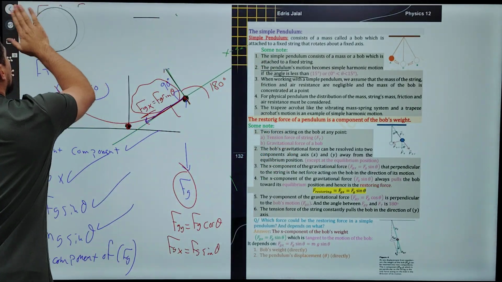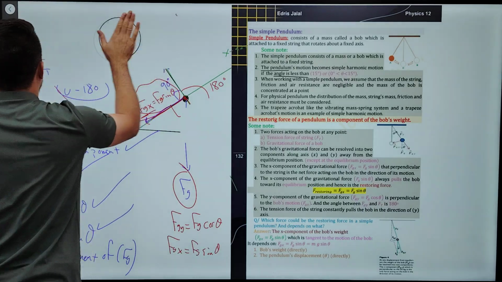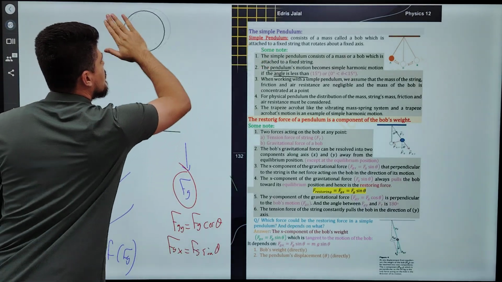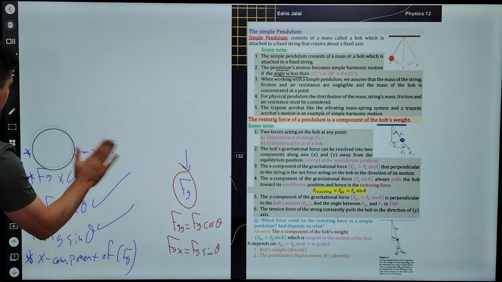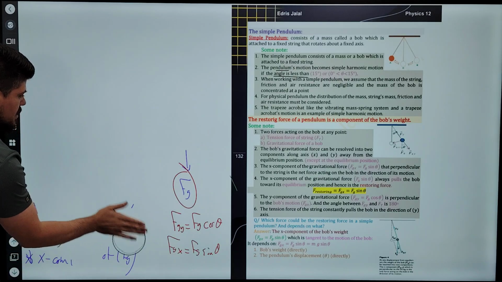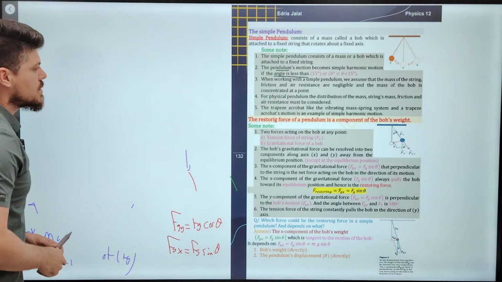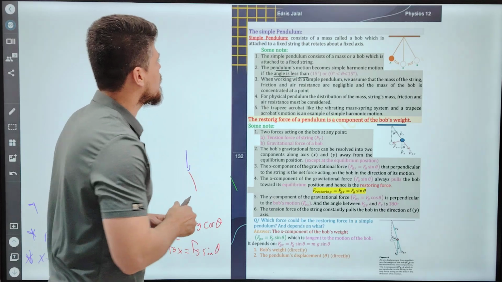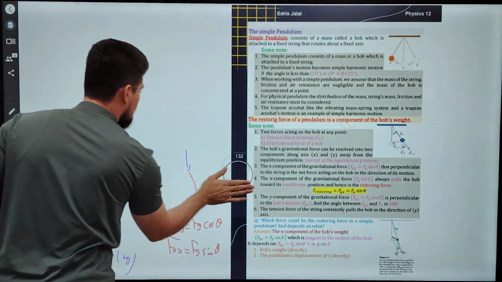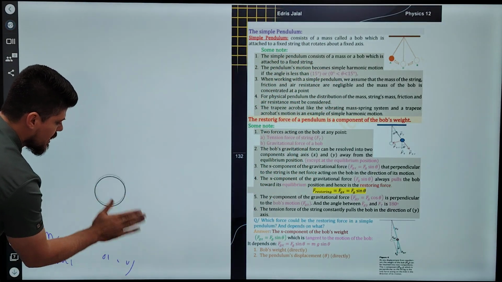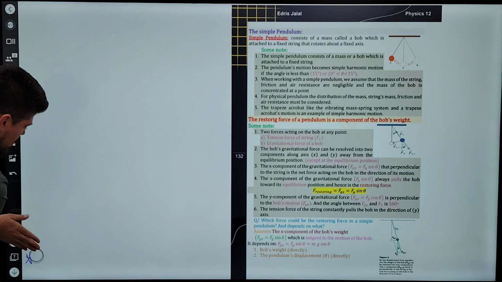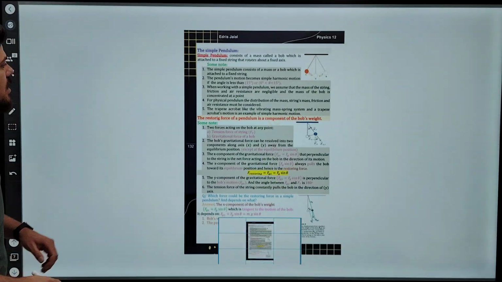So this is very important. I hope you understood well and you have to pay attention because it has been brought up in exams many times. Okay? So students must keep in mind that the restoring force in a simple pendulum is provided by the tangent component, or the X component, of the gravitational force.